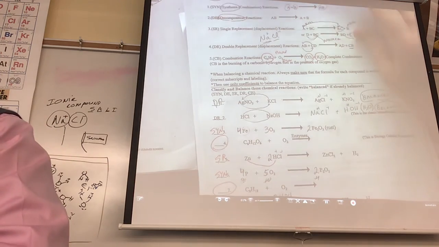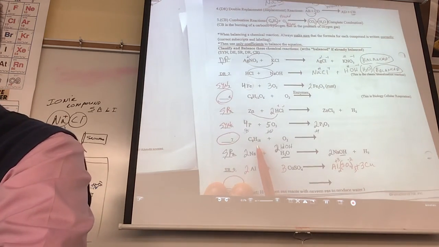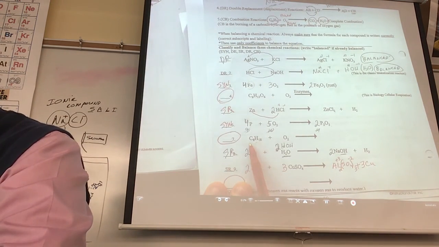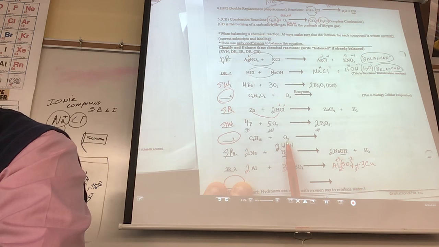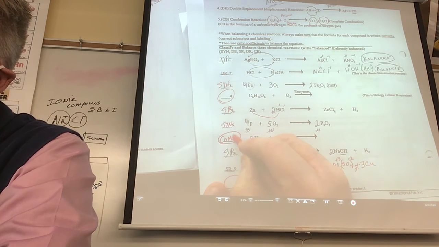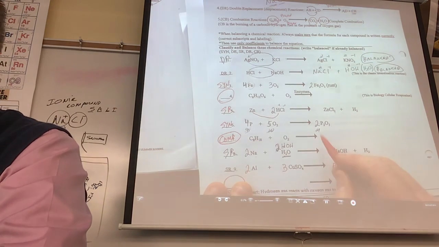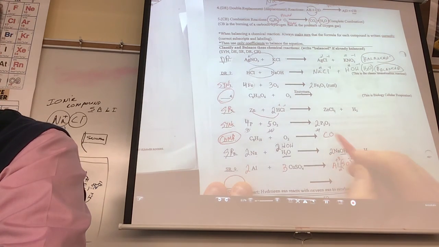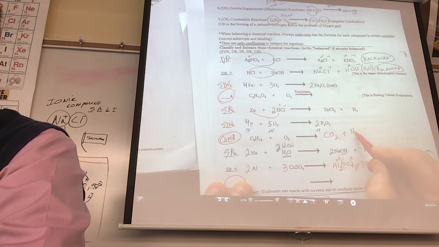So let's take a look down here. Do you see this one here, number 7? Criteria number 1, is it a carbon hydrogen fuel reactant? Is it being burned? Then what should I put over here? If this is combustion, what should I put over here? Help me out. CO2 plus what?